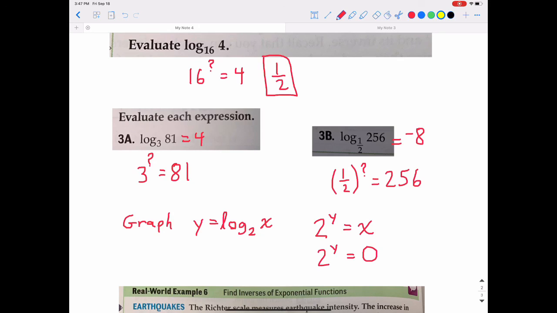And the answer is there's nothing in the real number system that will make that a true sentence, because if y is any positive number, it'll just make the answer larger. If y is a negative number, it just makes it a very small fraction. And remember, even if y is 0, if we have 2 to the 0 power, anything to the 0 power equals 1. So there is nothing that will make that a true sentence. Therefore, it can never touch the y-axis, because x can never be 0. So that's why the y-axis is an asymptote.